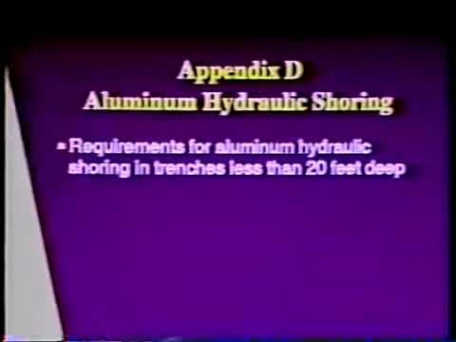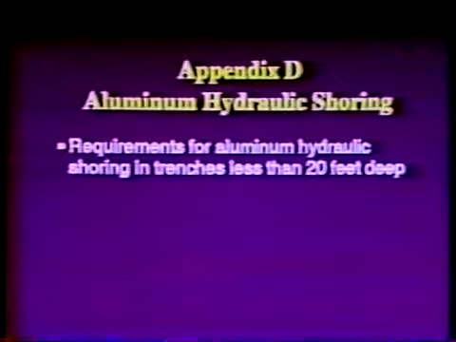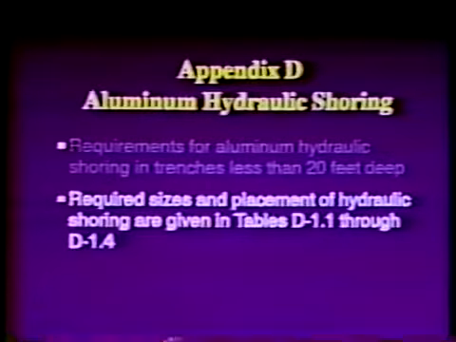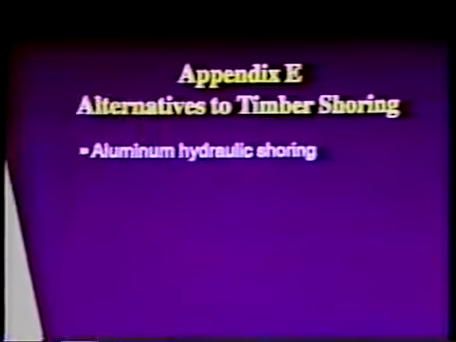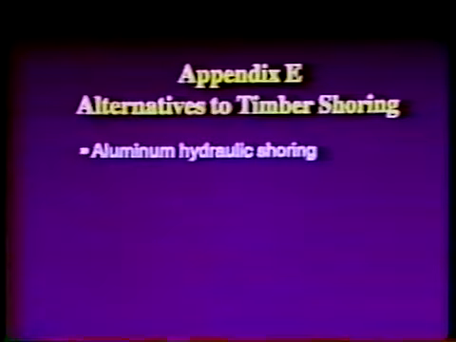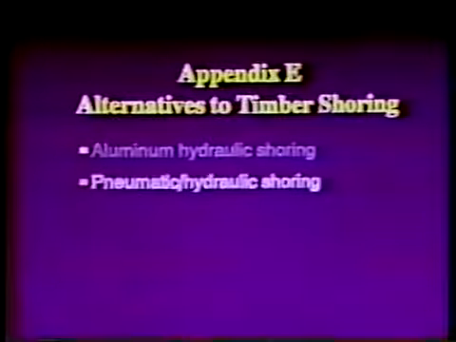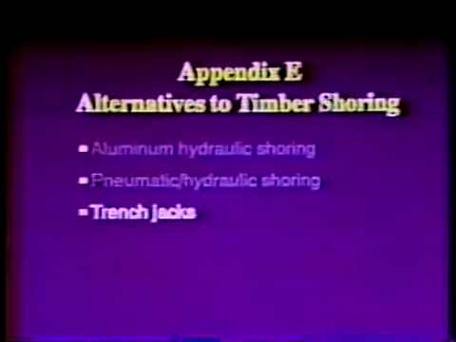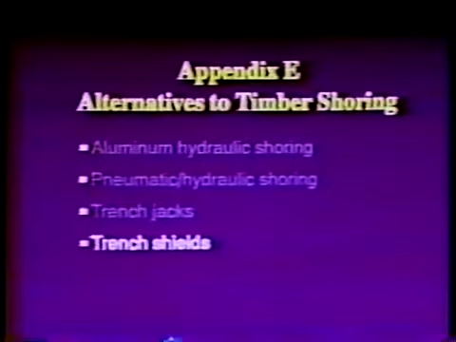Appendix D sets forth requirements for aluminum hydraulic shoring in trenches less than 20 feet deep. This appendix must be used when manufacturers' tabulated data are not available. Required sizes and placement of hydraulic shoring are given in tables D11 through D14. Appendix E illustrates alternatives to timber shoring such as aluminum hydraulic shoring, pneumatic hydraulic shoring, trench jacks, and trench shields.